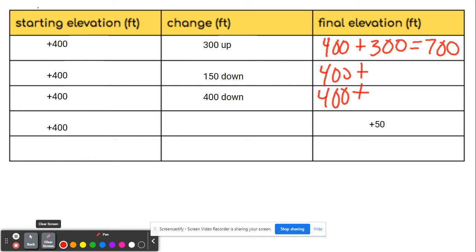All right, number two, I'm starting at 400, but now I'm going down 150. So with elevation and temperature, if I'm going down, my number is going to get smaller. And because it's decreasing, I know I'm going to use a negative number. So for this one, I'm taking 400 plus negative 150.